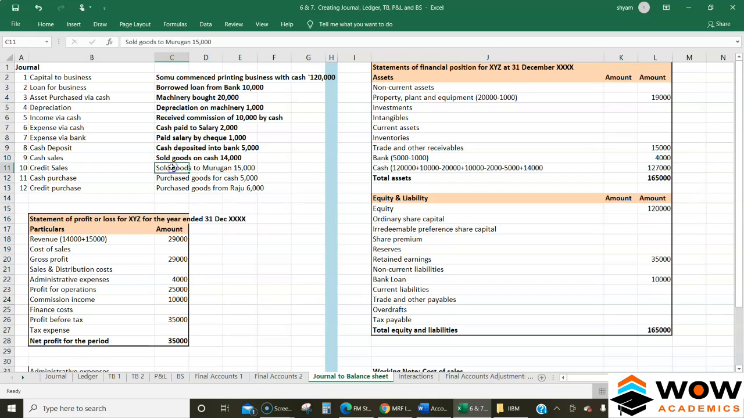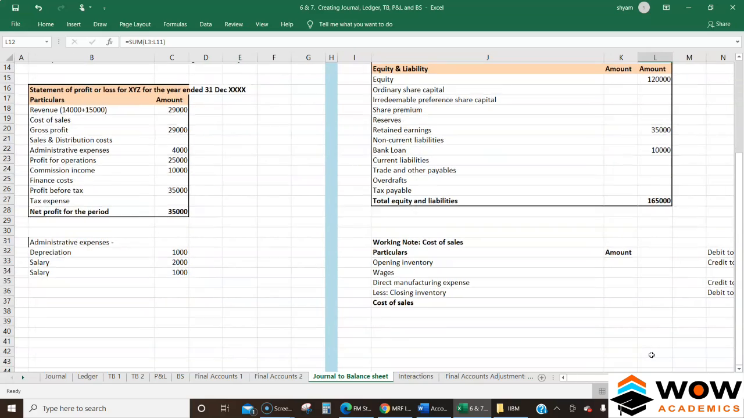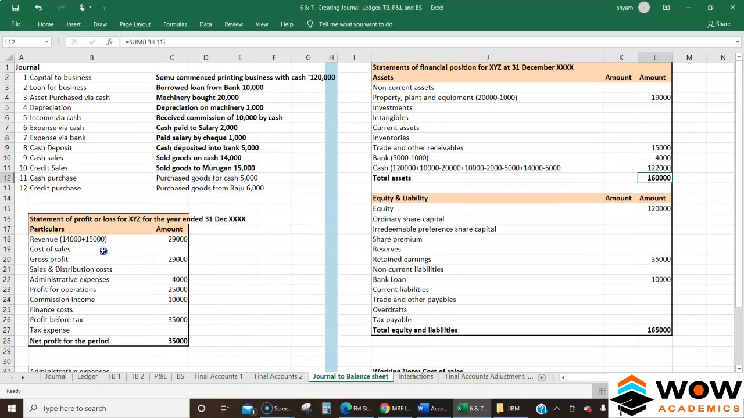So we have 2 more entries. Purchased goods for cash 5,000. As you have purchased goods, your cash position should reduce. So we will convert this, so you got 1,60,000. But here it is 1,65,000. Why? Because you have to adjust your cost of sales. So we'll take purchase here, as this is a very small illustration problem. So purchase is going to be 5,000, which you have to reduce. And now if you see, it's again tallying.